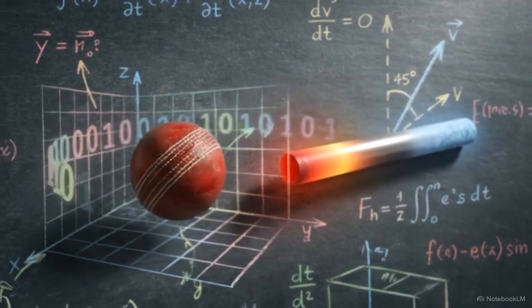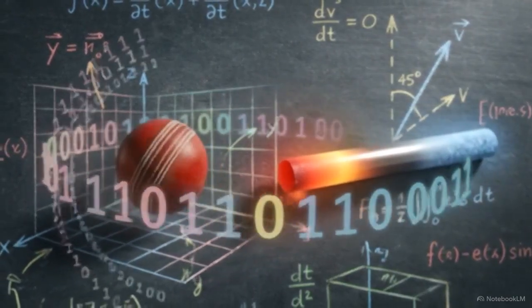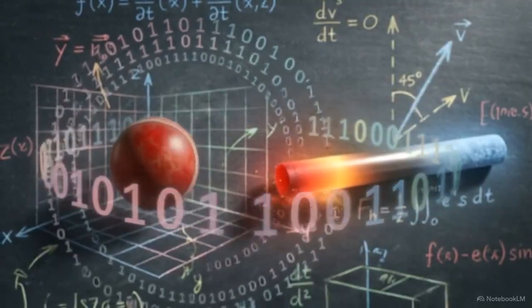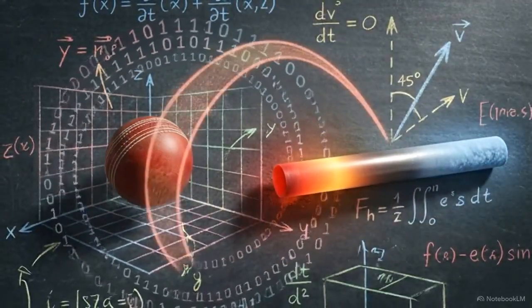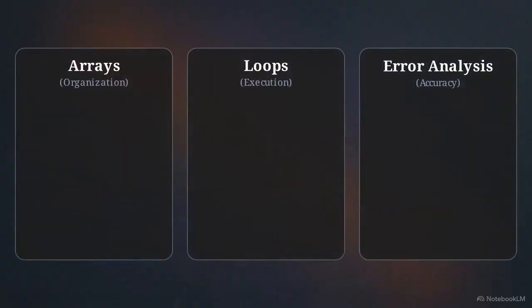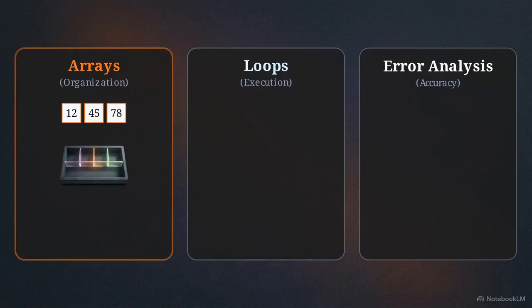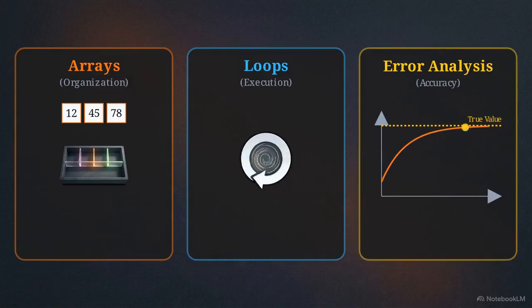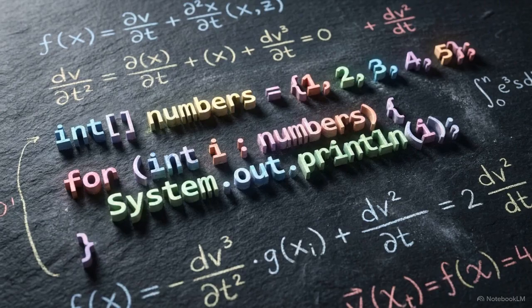MATLAB functions as a powerful digital laboratory, a place where we can accurately render physics from raw numerical data. To build a simulation, we rely on a specific foundational toolkit: arrays to organize the data, loops to control execution, and error analysis to maintain accuracy. We solve engineering problems by combining these tools.